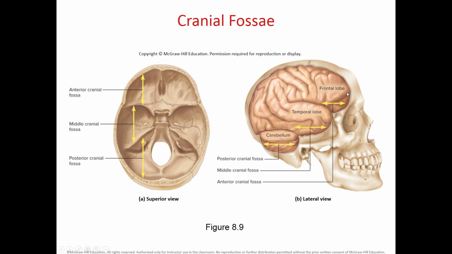So here we have the different fossae. This will be the anterior cranial fossa, this will be the middle cranial fossa, and this will be the posterior cranial fossa. The parts that are protected by the fossae: the anterior cranial fossa protects the frontal lobe, the middle cranial fossa protects the temporal lobe of our brain, and the posterior cranial fossa protects not only the cerebellum but also the occipital bone.